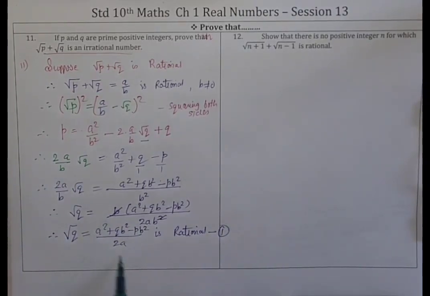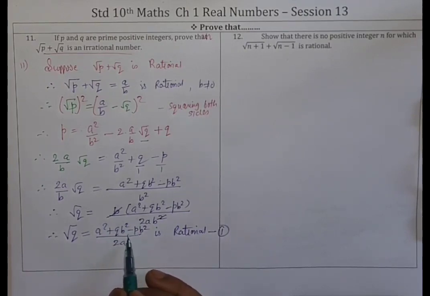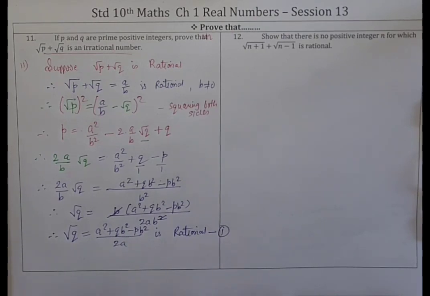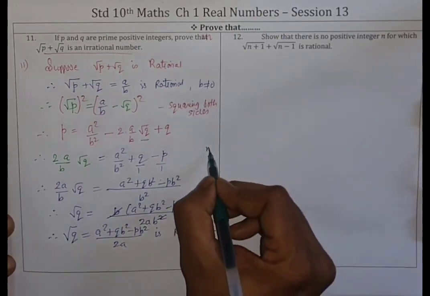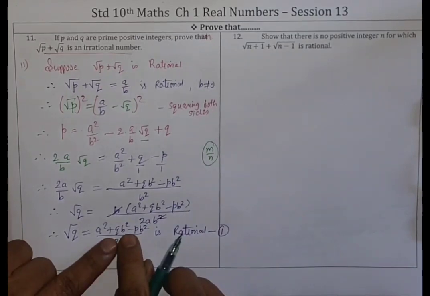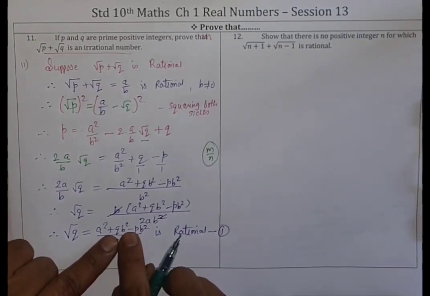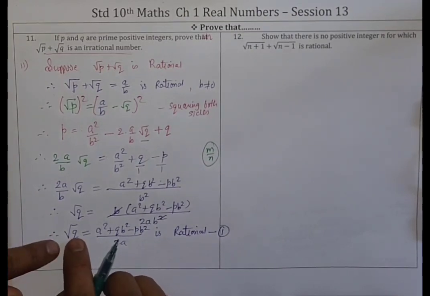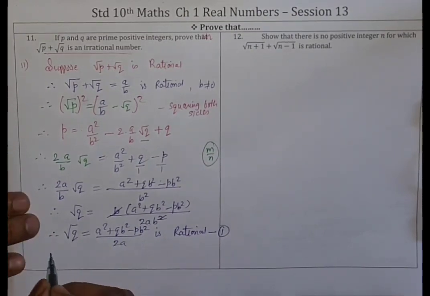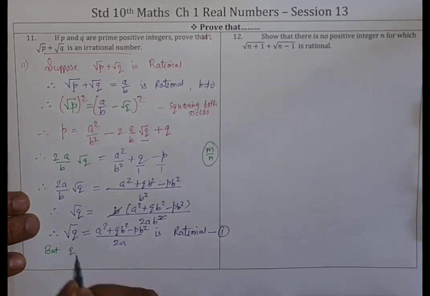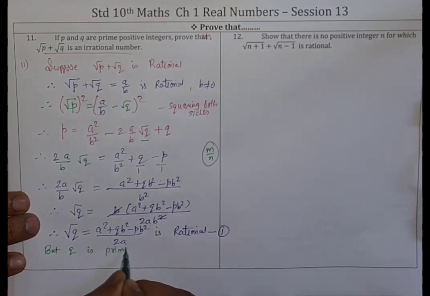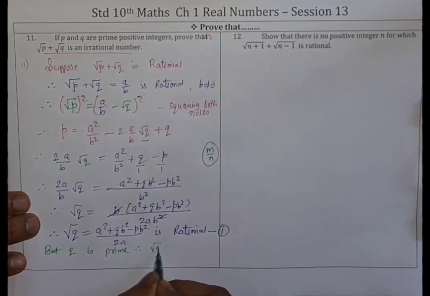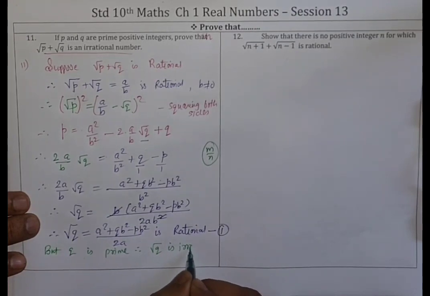Children, on your right hand side, you take any positive number, any values of A, B, P and Q, you will get a rational number. Finally, you will get the M upon N form after simplifying. So that is rational. But the left hand side is not rational. Q is prime. Q is prime. But Q is prime. Therefore, root Q is irrational.